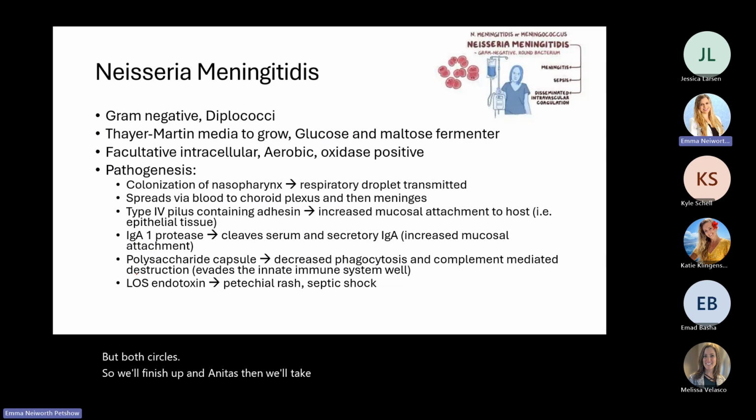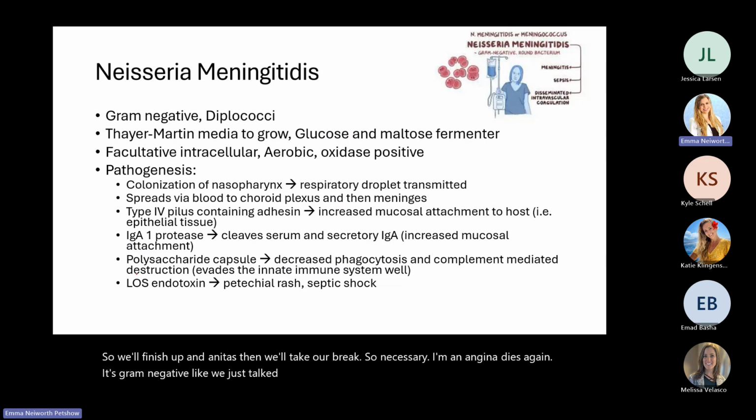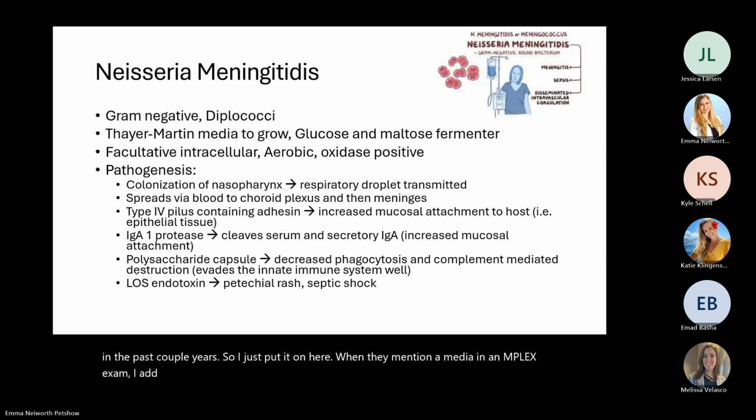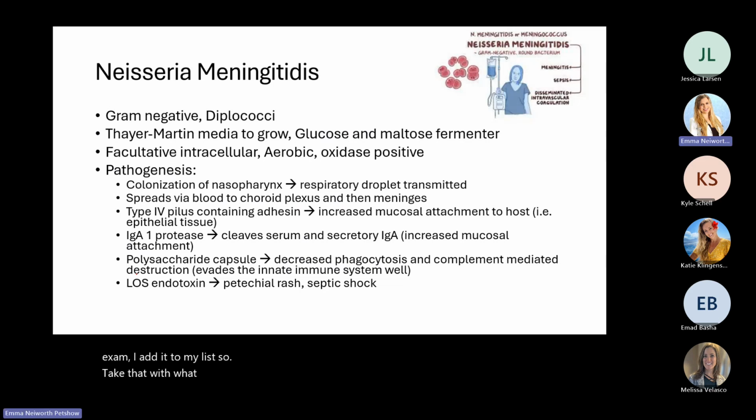So Neisseria meningitidis, again, it's gram-negative, like we just talked about. It's a diplococcus, so it's going to be two circles together. It grows on Thayer-Martin media. Why is that important? They've mentioned it once in the past couple of years, so I just put it on here. When they mention a media in an NPLEX exam, I add it to my list. So take that with what you want. Probably not high yield. Ferments glucose and maltose. That's what it likes to eat.